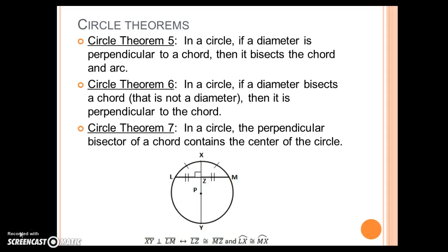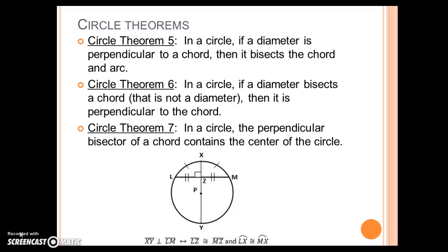Theorems 5, 6, and 7 all kind of run together. Circle theorem 5 says, in a circle, if a diameter is perpendicular to a chord, then it bisects the chord and the arc. So if we have a diameter, we know it bisects the chords and the arc.